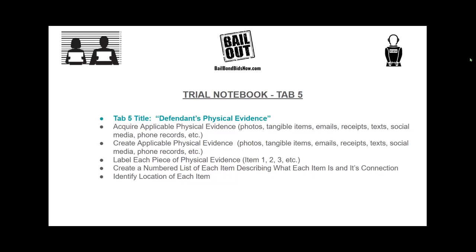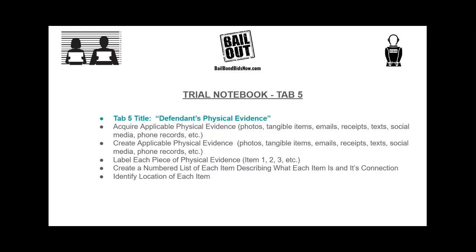Okay, guys, this is Trial Notebook tab 5. This is titled Defendant's Physical Evidence. So, if you or a loved one have been arrested, and even before you necessarily get an attorney and you hopefully made bond, start getting your trial notebook ready. Again, this is Defendant's Physical Evidence, and it seems so basic.